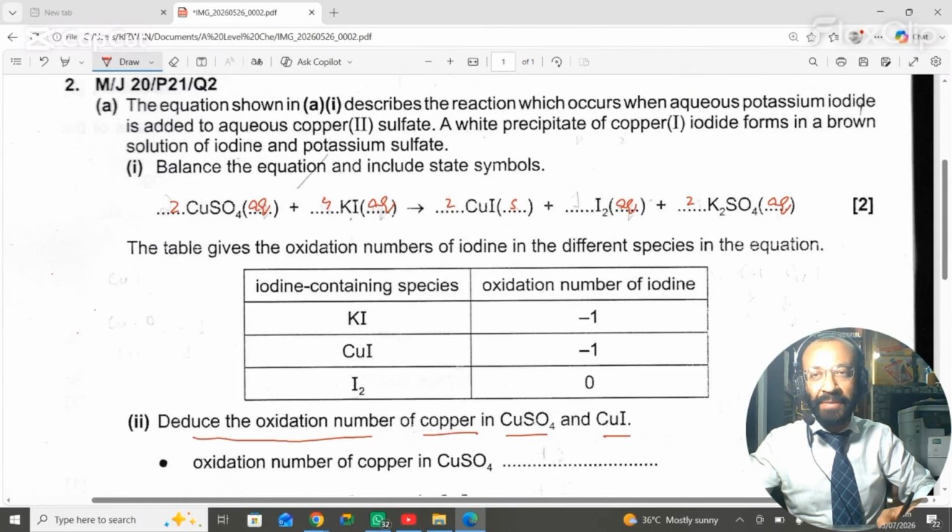Morning, students. Today we are going to solve a question from the topic of atoms, molecules, and stoichiometry in the subject of chemistry A levels.